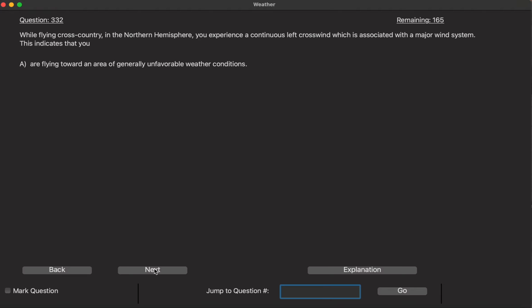While flying across country in the northern hemisphere, you experience a continuous left crosswind, which is associated with a major wind system. This indicates that you are flying toward an area of generally unfavorable weather conditions.